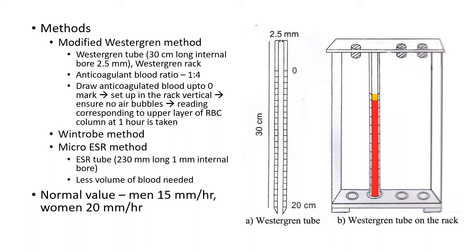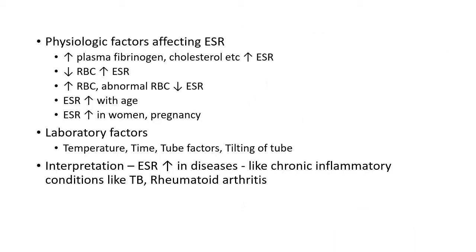and small children. Coming to the normal values, for men it is about 15 mm per hour, and for women it is slightly higher, that is 20 mm per hour. Coming to factors affecting ESR, both physiologic and laboratory factors affect ESR. The physiologic factors affecting ESR include increased plasma fibrinogen, cholesterol, globulins, etc. When these things are increased, ESR increases.